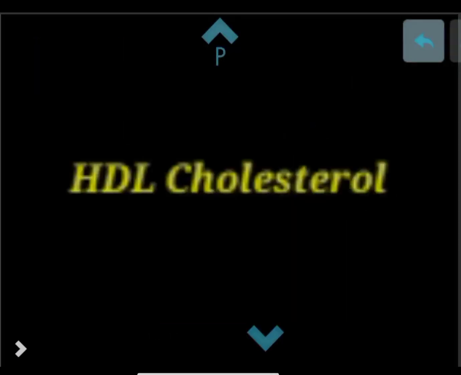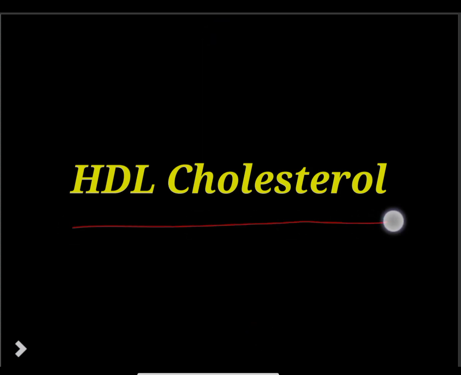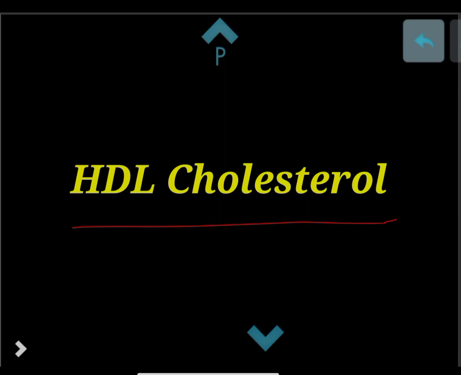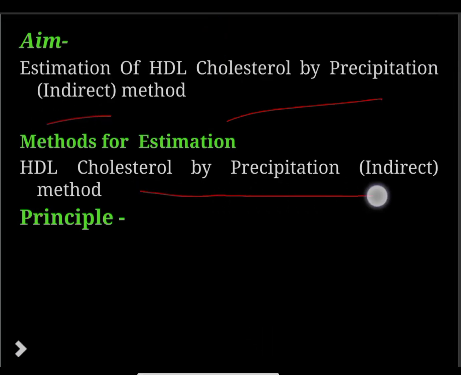Next we shall talk about HDL cholesterol estimation. HDL is also called good cholesterol because it carries cholesterol from our body organs to the liver, where it is degraded. What is the aim of this method? Estimation of HDL cholesterol by the precipitation method. Other cholesterol is precipitated and only HDL cholesterol is measured in this method, so it is also called the indirect method. So the method used is HDL cholesterol by precipitation or indirect method.